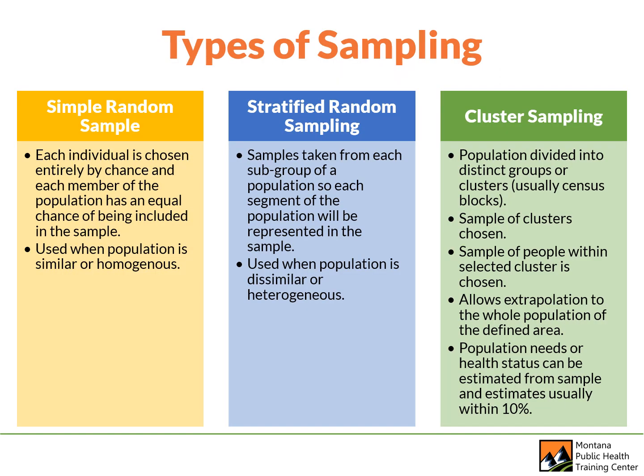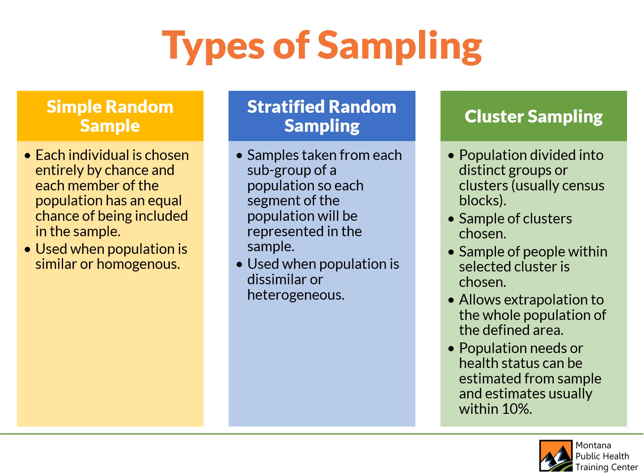And there are three basic types of random sampling that can occur. There's a simple random sample, where each individual is chosen entirely by chance and each member of the population has an equal chance of being included. This is used most commonly when the population is similar or homogeneous. And this can be done with a random number generator. If you're using a list of registered voters in your community, you can use a random number generator in Excel and get your simple random sample.